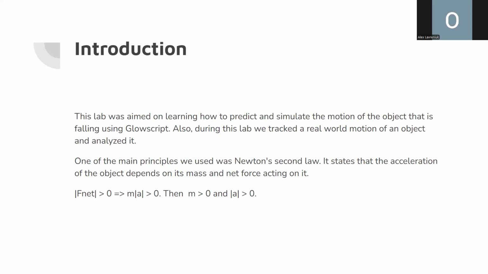As we can see, the object was accelerating during its fall, so we can understand that the net force was more than zero. And we can also understand vice versa: if the object was on Earth, it was subjected to the Earth's gravity, and so its acceleration should be more than zero. And mass is also more than zero because it's a real-world object.